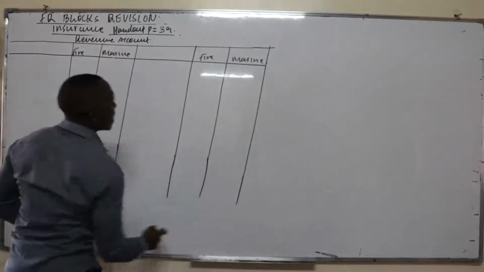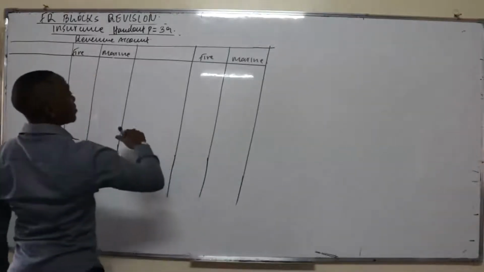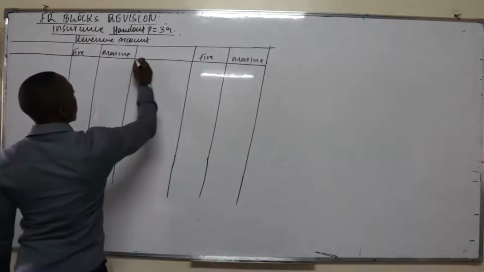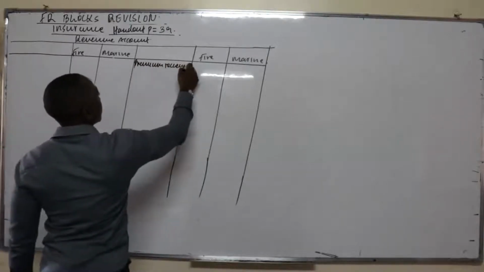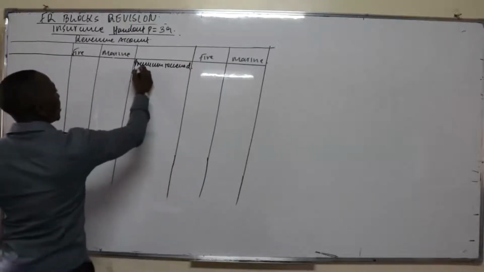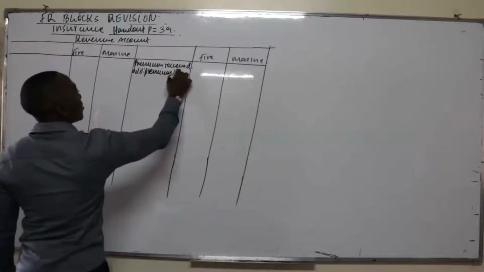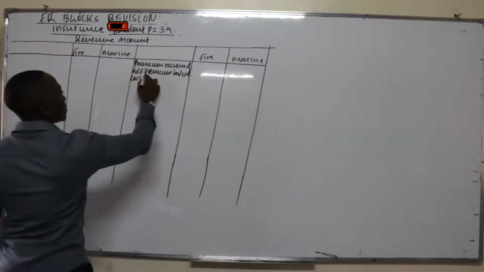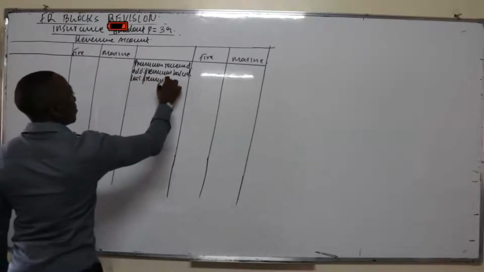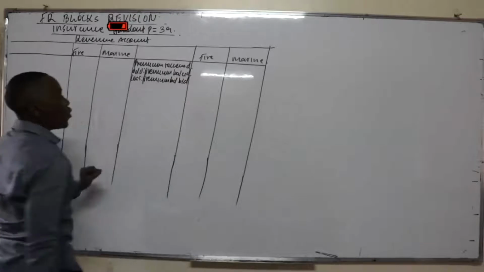So how do we prepare the revenue account? On the credit side, we bring the incomes, and for the incomes, we have premiums. You take premium received, then you add premium receivable balance carried down, but you deduct premium receivable balance brought down. You add the one at the end, you deduct the one at the beginning.